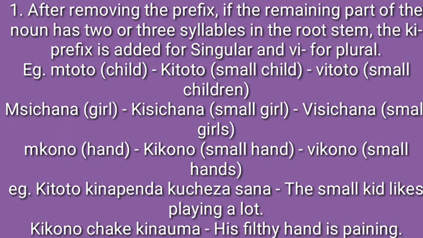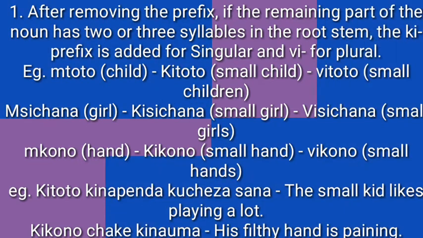Example, kitoto kinapenda kucheza sana. The small kid likes playing a lot. If it could have been mtoto, it would have been mtoto anapenda kucheza sana, an animate, a living thing. But when it turns to a diminutive, it becomes ki-vi, even if it is an animate noun. So the mtoto becomes kitoto. Mtoto anapenda becomes kitoto kinapenda. Okay? Remember, all diminutives are in the ki-vi noun class, no matter which noun class they come from.